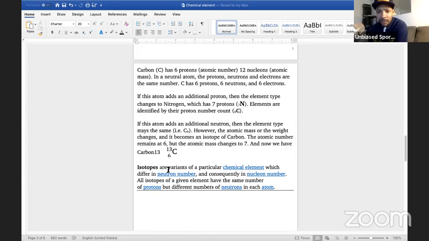Isotopes are variants of a particular chemical element which differ in neutron number and consequently in nucleon number. All isotopes of a given element have the same number of protons, but a different number of neutrons in each atom. Okay, isotopes are the same element type, just a different number of neutrons in the nucleus. That's all.